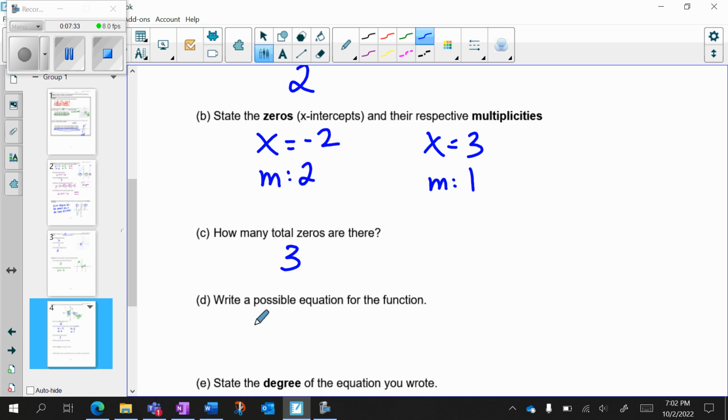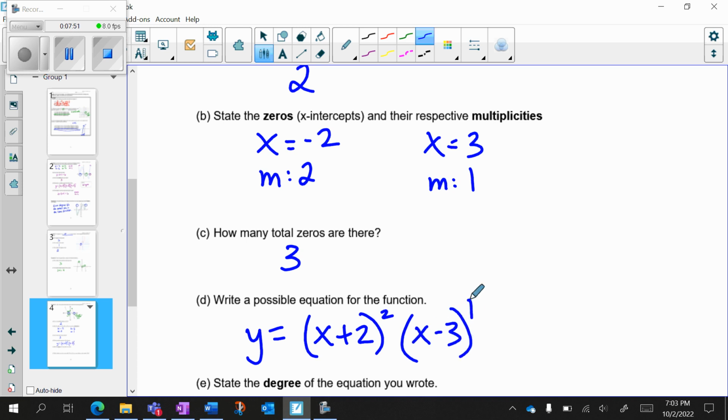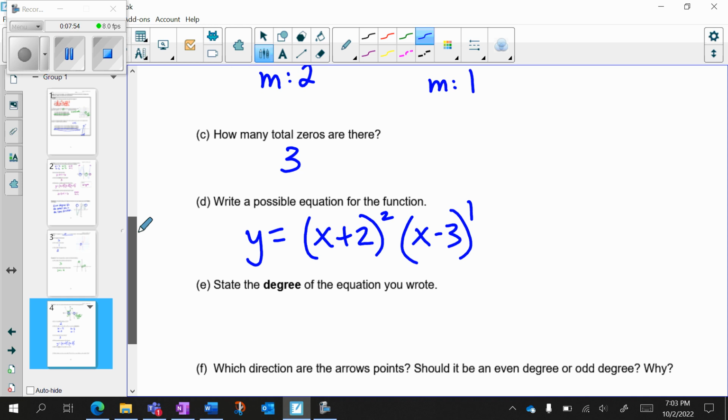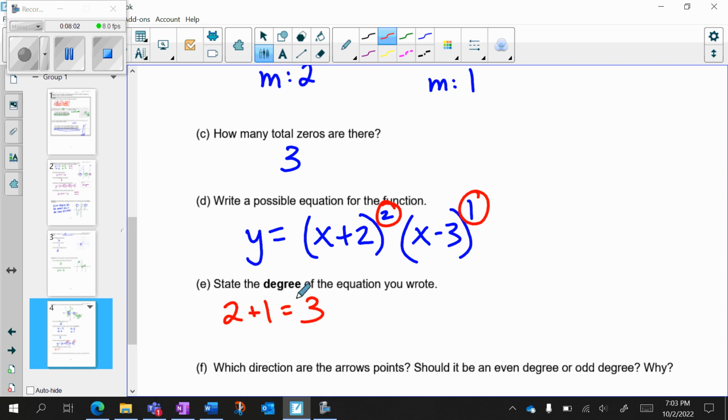We're going to write our possible equation, y is equal to, since our zero, x equals -2, we're going to change the sign, so x plus 2, our multiplicity is squared. And then at x equals 3, we change the sign, x minus 3, our multiplicity is 1. The degree of the equation you wrote is 2 plus 1, which is 3.